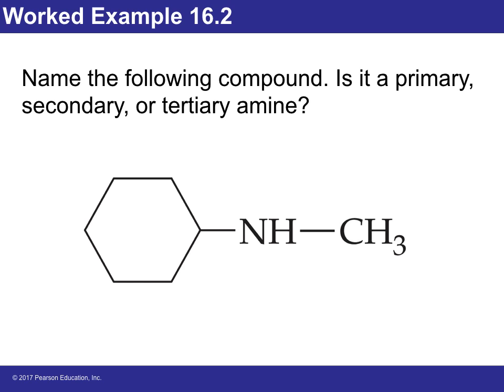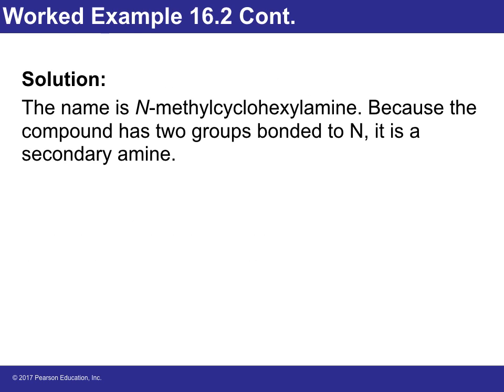Then I'm going to look at how many groups are attached to the nitrogen. So right here, I have a cyclohexyl on the far left, cyclohexyl because I have 6 carbon atoms and it's an alkyl. That's the largest alkyl group bonded to my nitrogen, so that will be a cyclohexylamine. Then I see also a 1-carbon methyl that is bonded to the nitrogen, and we have to put N as the prefix. So the name is N-methylcyclohexylamine.